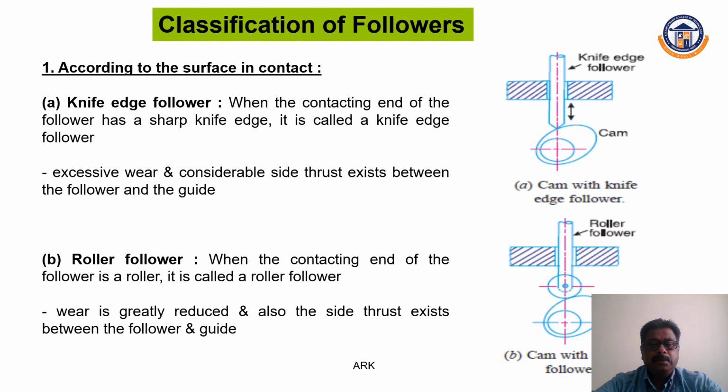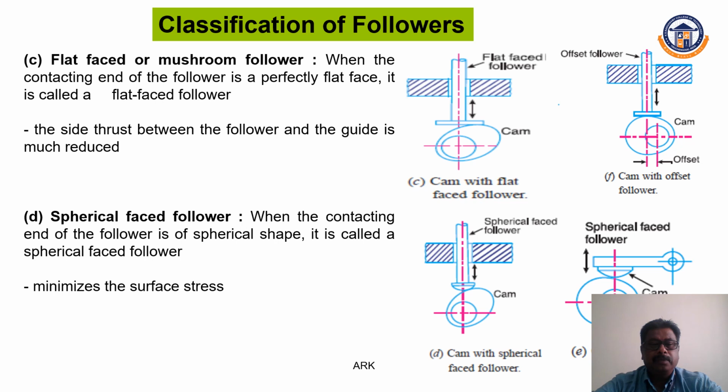Roller follower: when the contacting end of the follower is a roller, it is called a roller follower. In the roller follower, wear is greatly reduced, though side thrust still exists between the follower and guide. Flat-faced or mushroom follower: when the contacting end of the follower is perfectly flat, it is called a flat-faced follower. The side thrust between the follower and the guide is much reduced.